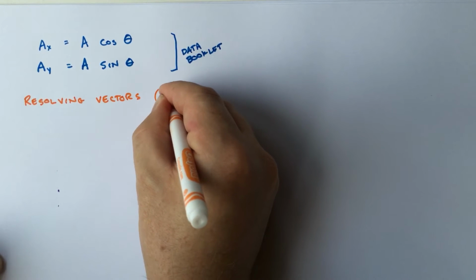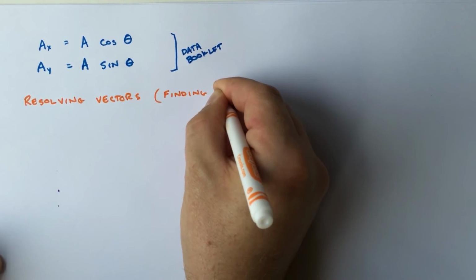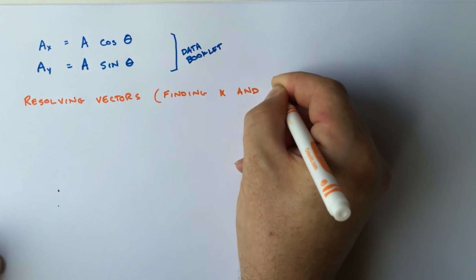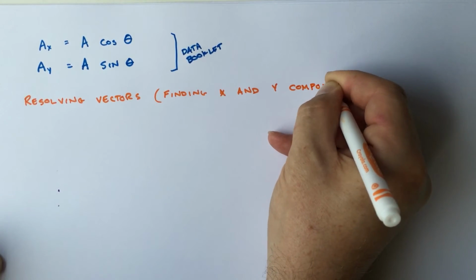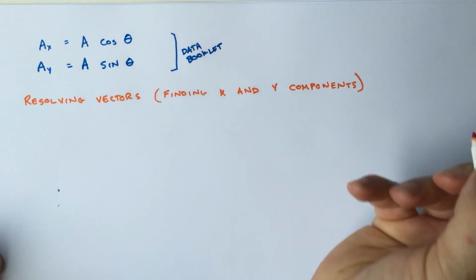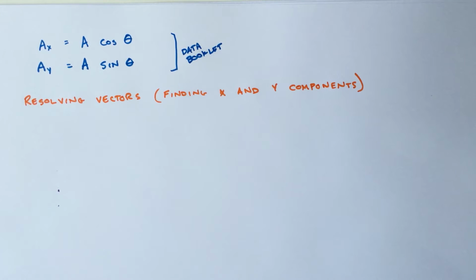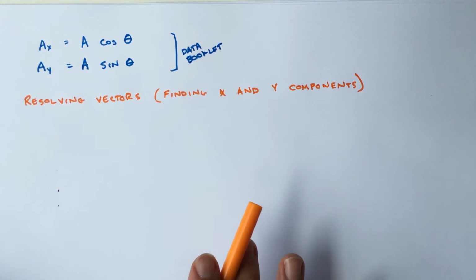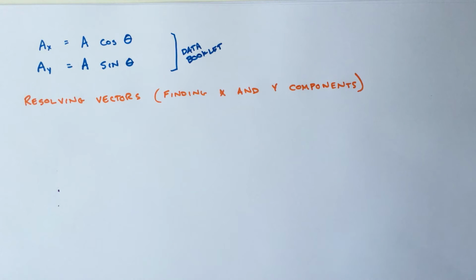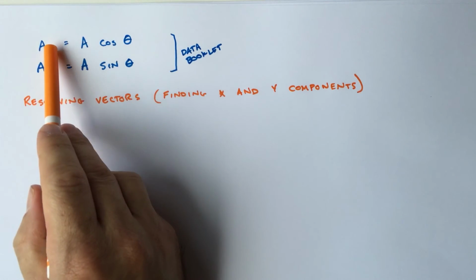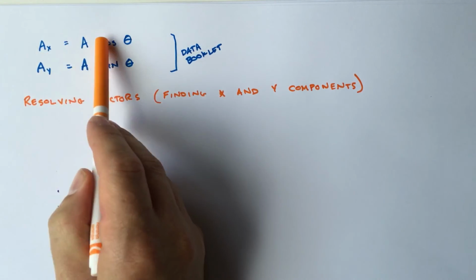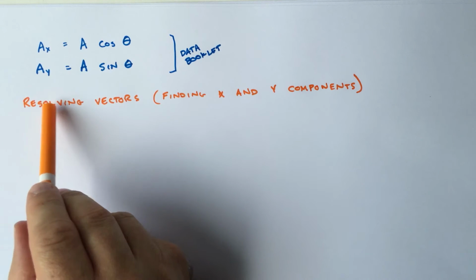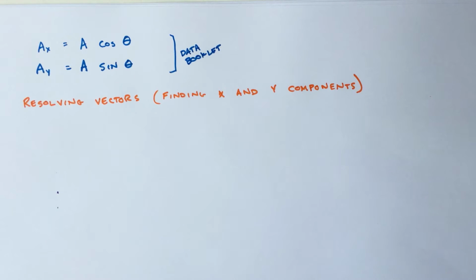And that is finding X and Y components. You see, this graphical treatment of vectors, although IB might ask you to use this, it's often beneficial to be able to work just mathematically rather than drawing out scale diagrams of things. And so you also have to understand how to use equations like this, how to use sine, cosine, to resolve vectors or to find the x and y components of a vector. So let's take a look at how that works.